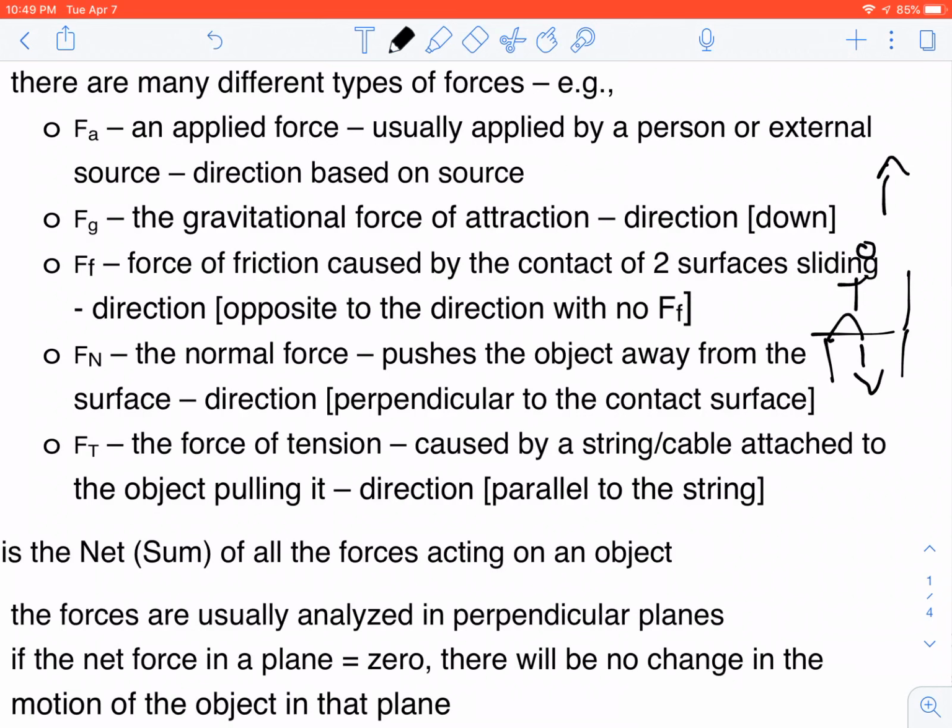The chair is applying a force. Notice that you are perpendicular to the chair. You are 90 degrees to the chair, which is the direction of that normal force. So we have to consider that normal force whenever we're talking about an object in motion.